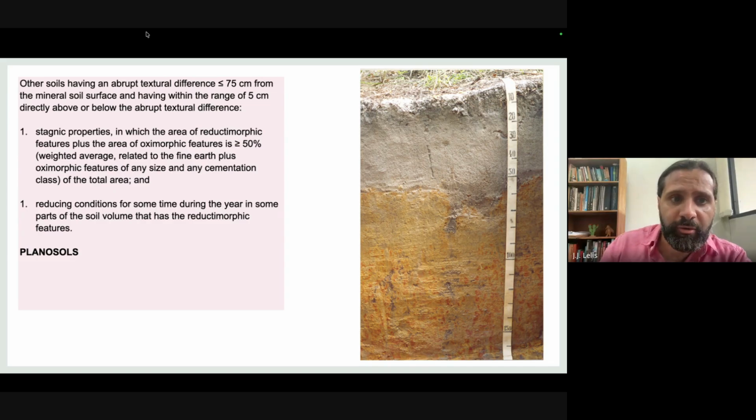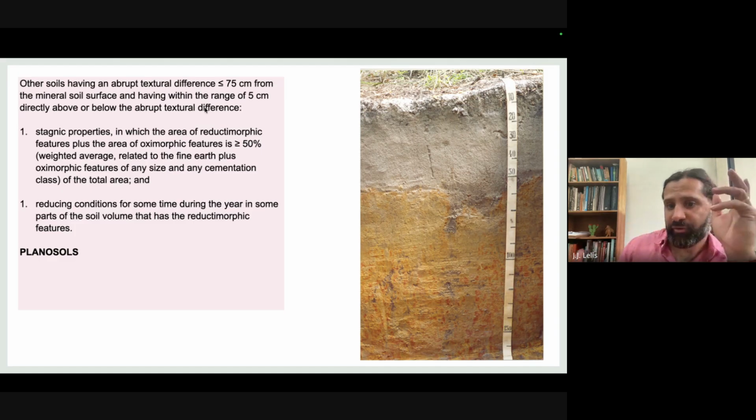So the planosols are those soils that cannot be classified as the previous reference soil groups, and they have an abrupt textural difference in the first 75 centimeters from the mineral soil surface, within a range of 5 centimeters directly above or below the abrupt textural difference. So they must register a huge increase of clay content between two horizons, okay? And this increase of clay content should be between two horizons that are connected.